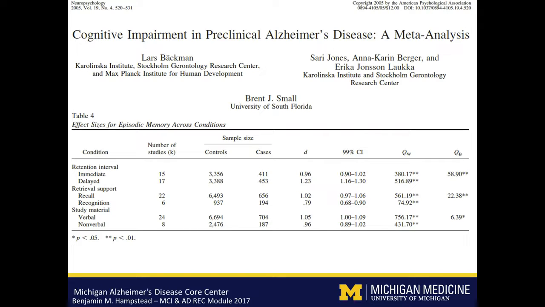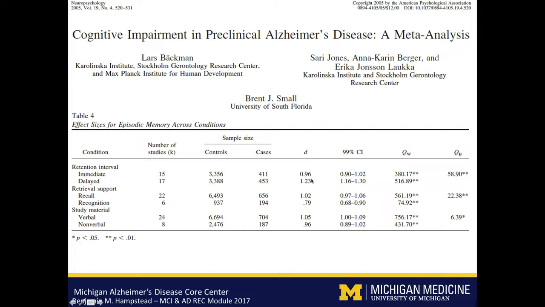This is a nice review from Backman and colleagues that, again, is about 12 or so years old now. But they did a meta-analysis of preclinical Alzheimer's disease, so those in the earlier phases of it. And so, as I mentioned, learning and memory deficits are certainly the most common. Their data support that you can see deficits not just in the retention of information, which from a neuropsychological standpoint is kind of the hallmark that patients rapidly lose information.